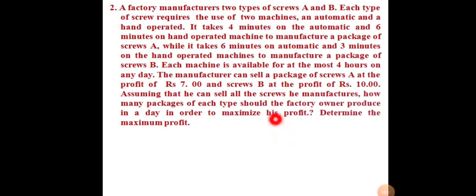Consider one more example. A factory manufactures 2 types of screws, A and B. Each type of screw requires the use of 2 machines, one automatic machine and another hand operated. It takes 4 minutes on the automatic and 6 minutes on the hand operated machine to manufacture a package of screw A, while it takes 6 minutes on the automatic machine and 3 minutes on the hand operated machine to manufacture a package of screw B.